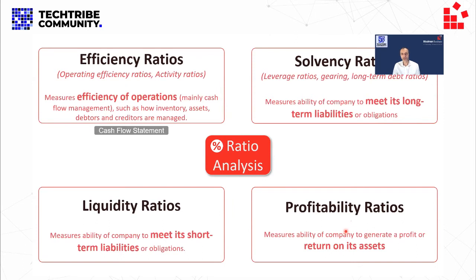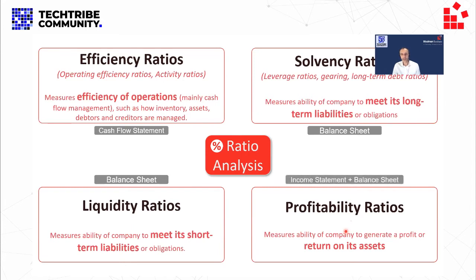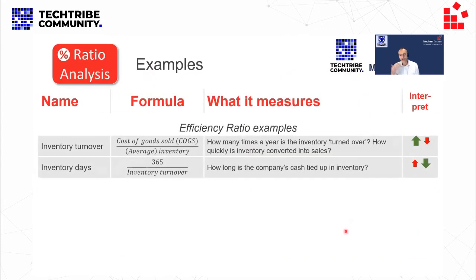So the efficiency ratios really look at the cash flow statement. The solvency and liquidity ratios look at the balance sheet, and the profitability ratios look at the income statement and the balance sheet. And I'm just going to give you two examples of ratios, because as I said, I don't think we have time to go into a huge number of these.